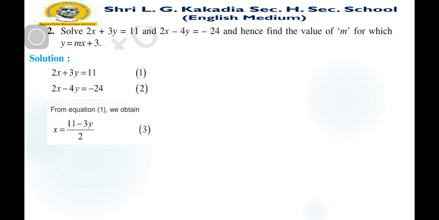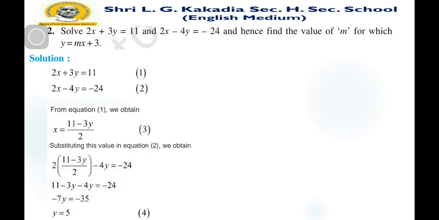Now substituting this value in equation number 2, we obtain 2 into 11 minus 3y by 2 minus 4y is equal to minus 24. The 2 will be cancelled. Here you can see that 2 and 2 are in the denominator, so the 2 will be cancelled. Then 11 minus 3y minus 4y is equal to minus 24. Then minus 7y is equal to minus 35, because we move 11 to the RHS, then it will be minus.